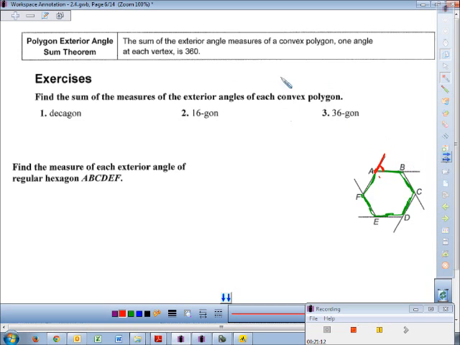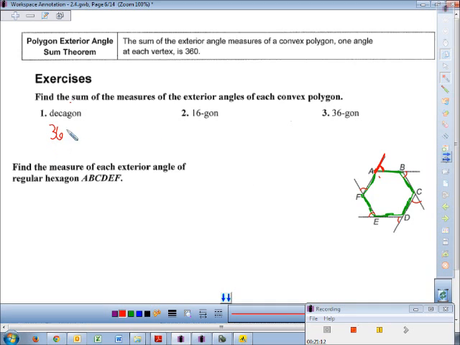Sound cool? It says if you add them all up, in any polygon, you add all these guys up, they'll always add up to 360. Just a fact, Jack. All exterior angles in a polygon add up to be 360. So check this question out. Find the sum of the measures of the exterior angles of each convex polygon. That is, of course, if they're convex polygons in the first place.